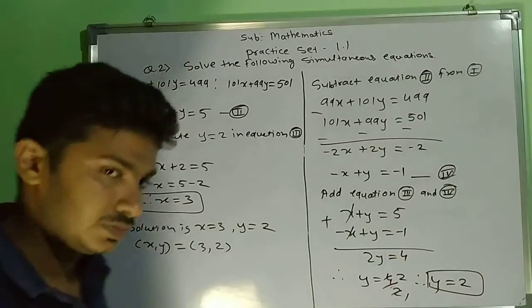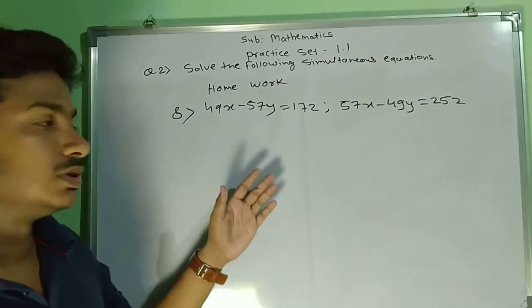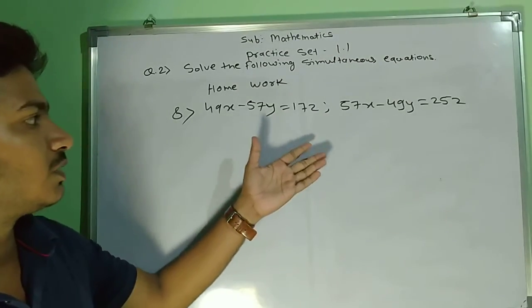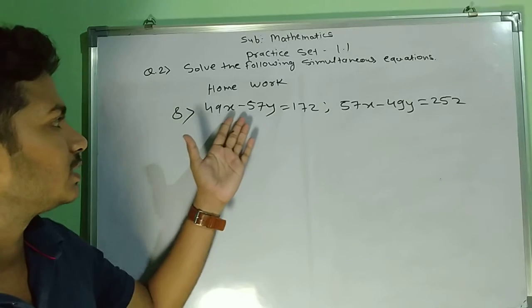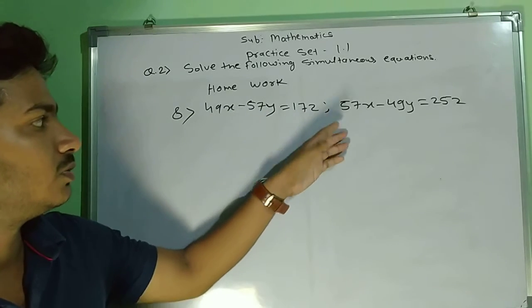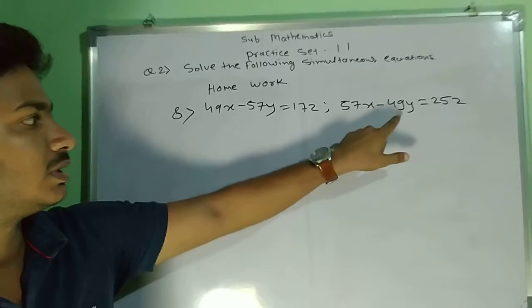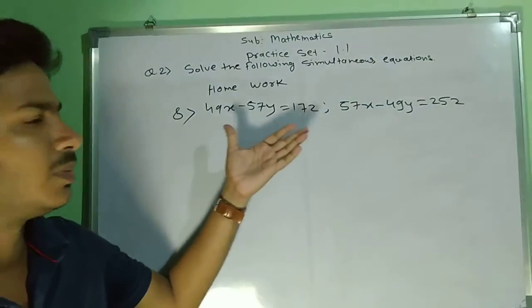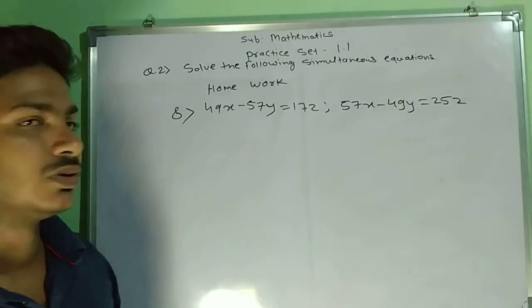Okay, stop. Students, this is the same kind of problem which we have solved previously. 49x minus 57y is equal to 172 and 57x minus 49y is equal to 252. You have to solve it using the previous method, so that will be your homework. Okay.